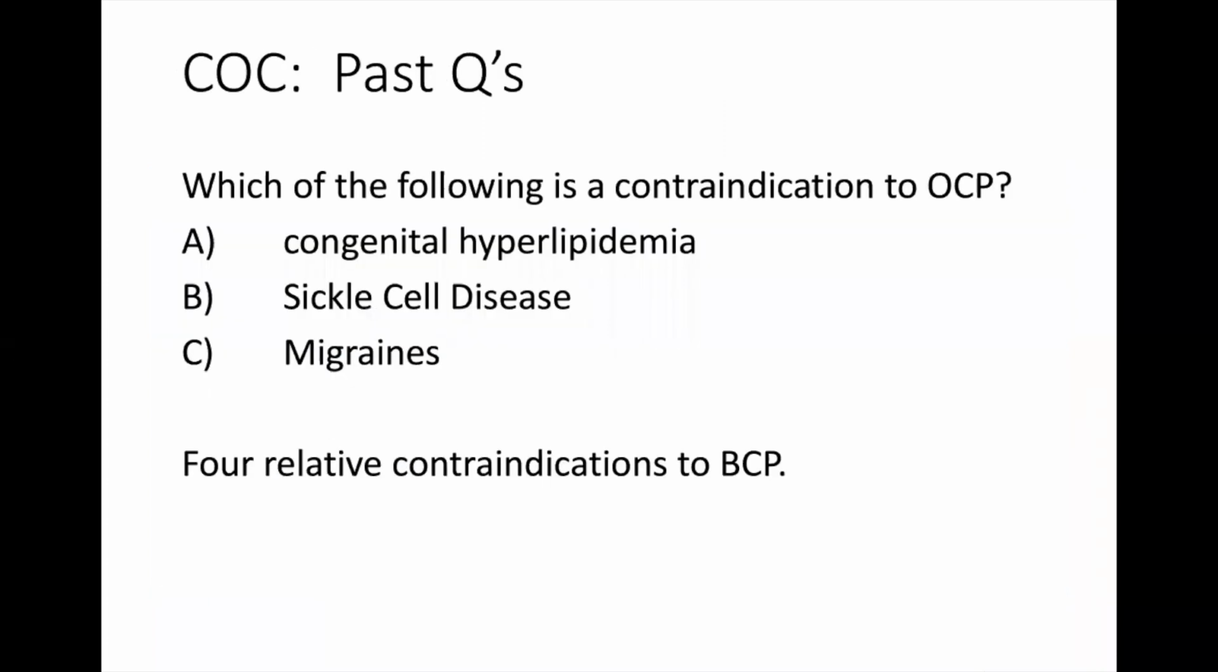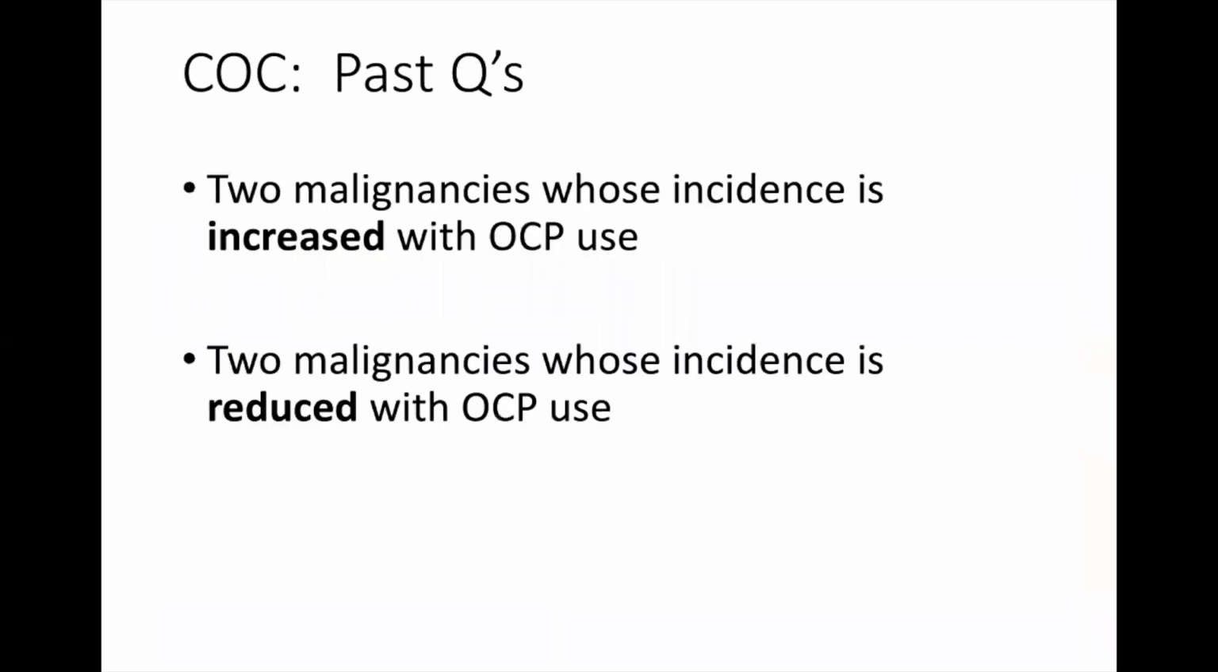So, questions about the combined pills. Which of the following is a contraindication to OCP? And you have to list 4 relative contraindications to birth control pills. 2 malignancies that incidence is increased with OCPs, and 2 malignancies that incidence is reduced with OCPs.